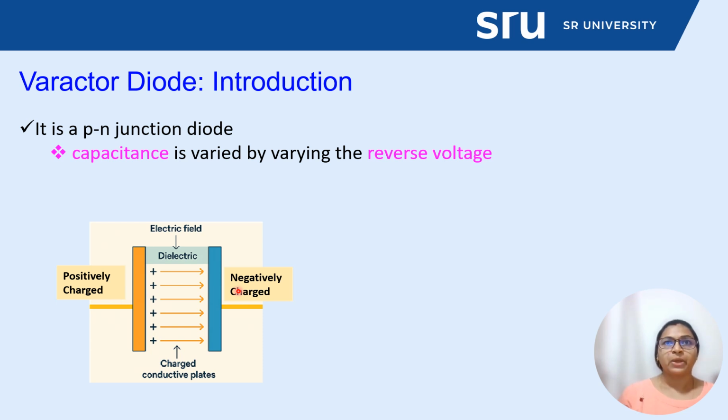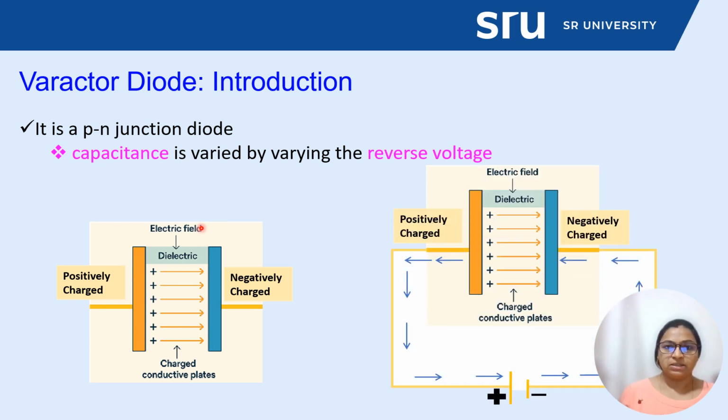So when we apply voltage to the capacitor, suppose the positive terminal of the battery is connected to the left side electrode, and the negative terminal of the battery is connected to the other side, the negatively charged plate.